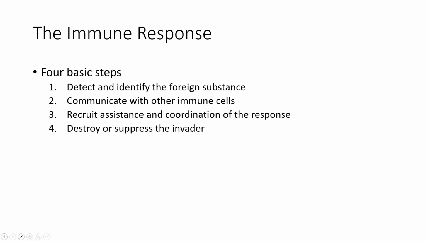When we have an immune response, there's 4 basic steps that occur. First is that we detect and identify the foreign substance. After the body has identified it, then it can communicate with other immune cells. And after that communication is to recruit assistance of those immune cells and then to coordinate the response of what should be then done with that foreign substance. That response then leads to the 4th step, which is to destroy or suppress the invader.